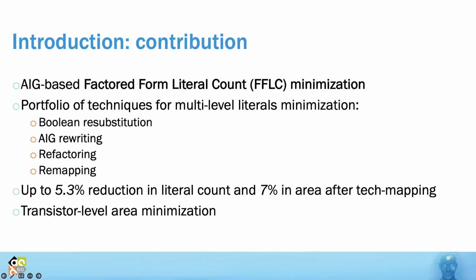So the contribution of this work is an AIG-based factor form literal count minimization framework. We implemented a portfolio of techniques to globally minimize the number of literals, and they consist in readapting several algorithms that are in use in AIG optimization nowadays, like Boolean resubstitution, AIG rewriting, refactoring, and remapping. We show up to 5.3% reduction in literal count and 7% in area after technology mapping. Moreover, we describe some applications in logic synthesis and transistor level area minimization.